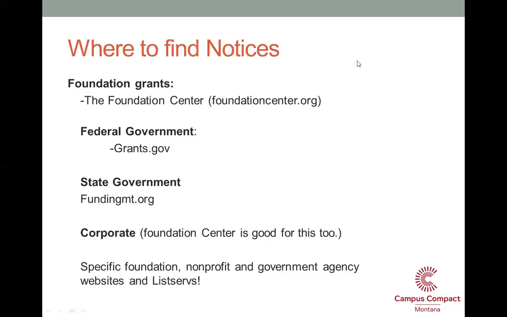Other resources or tools that folks know about for where to find notices of funding? Okay, well, if folks do know of others, please do share them, and we'll include them as we send out the PowerPoint after this.